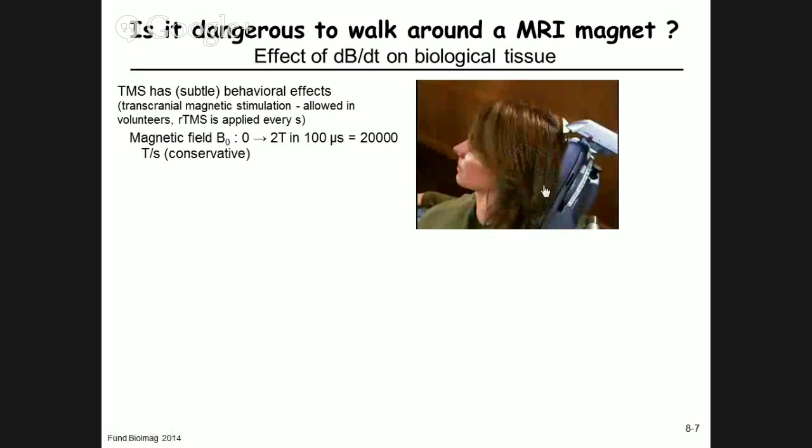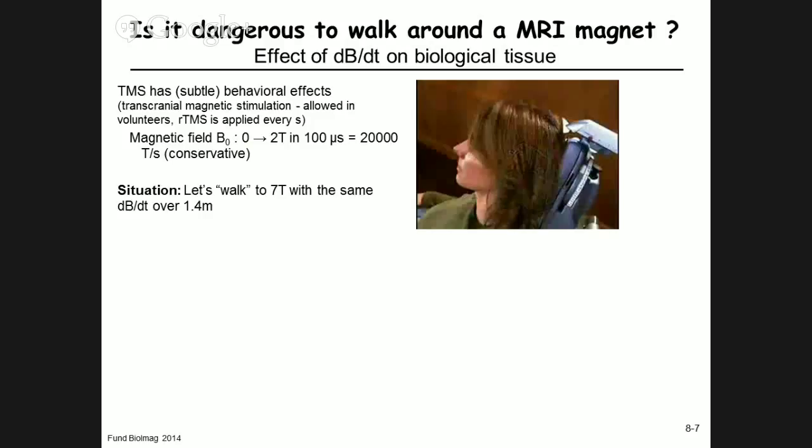To give you an idea what this device is, here's the coil, here's the patient, and here in the occipital lobe where the visual system is, this will experience a strong magnetic field change from this coil. But that is used on normal volunteers and often every second. So what would this kind of field change mean if I were to walk around a 7 tesla magnet? How fast would I have to approach a 7 tesla magnet to produce the same kind of magnetic field change and likely the same kind of stimulation in the nervous system?